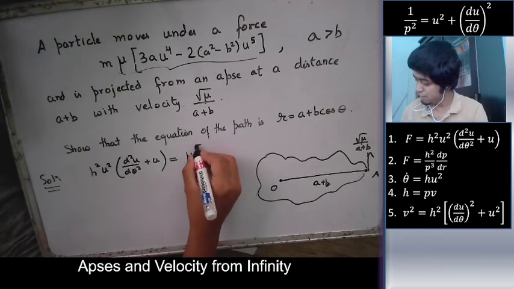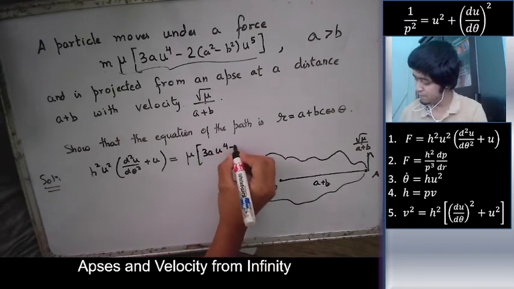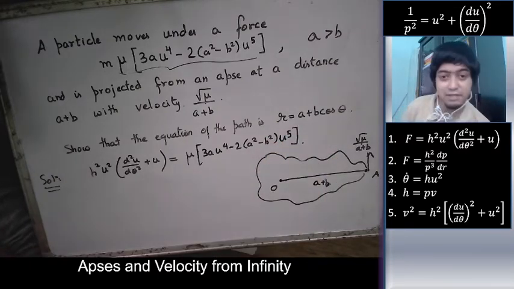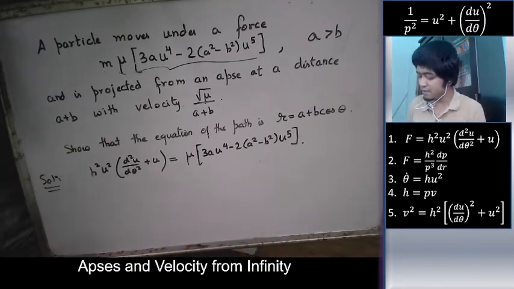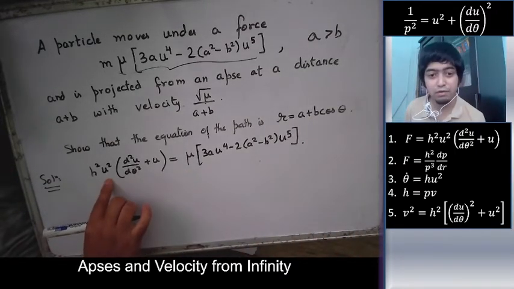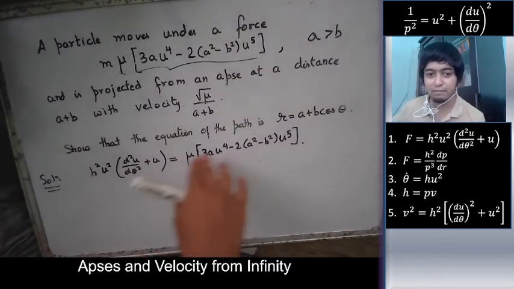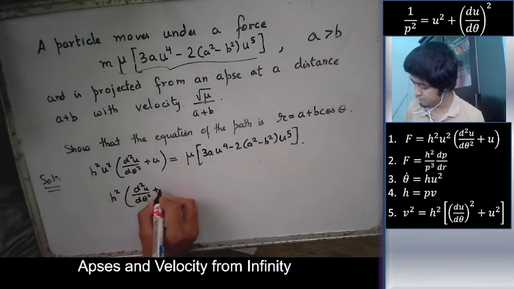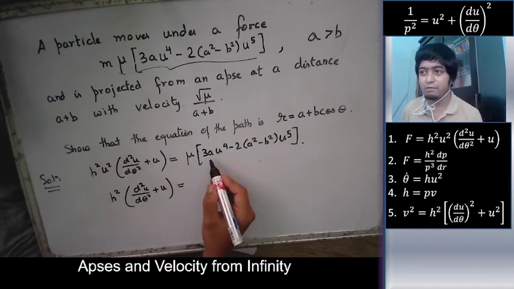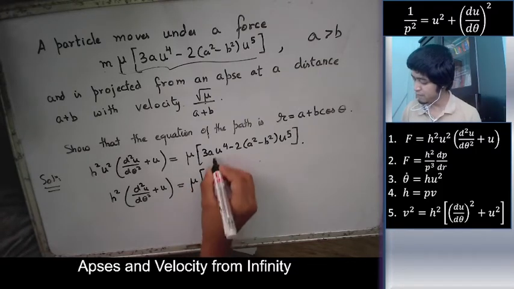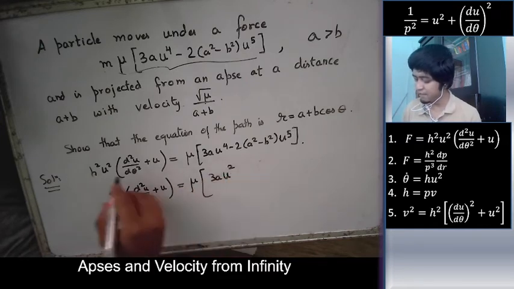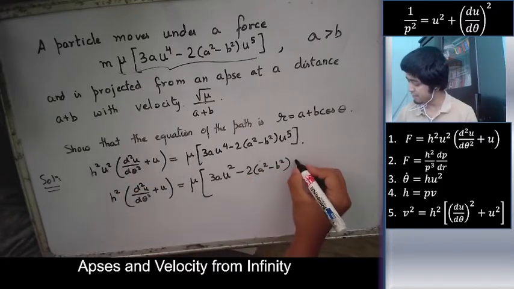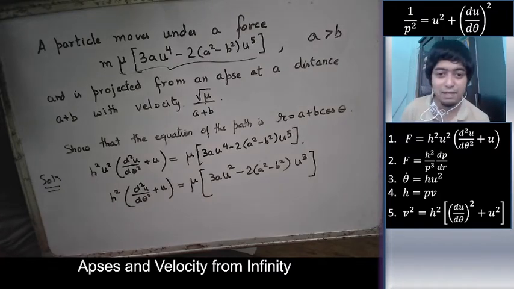Mu, 3a u to the power 4 minus 2 a square minus b square u to the power 5. So this is what is happening. Next, this one is mu, this one is u, so we can divide the whole thing by u. If we divide by u, this one will be mu, so over here will be 3a u square divided by u square, minus 2 a square minus b square u power 5 divided by u square, which will give you u power 3. So this is what is happening.